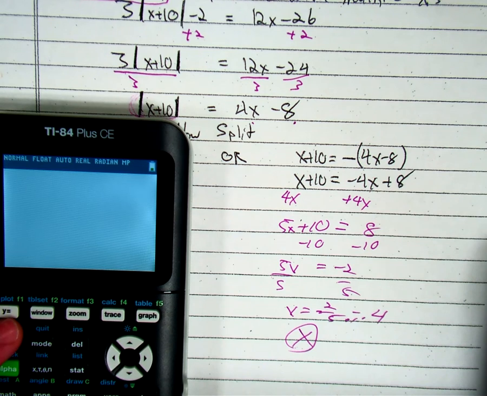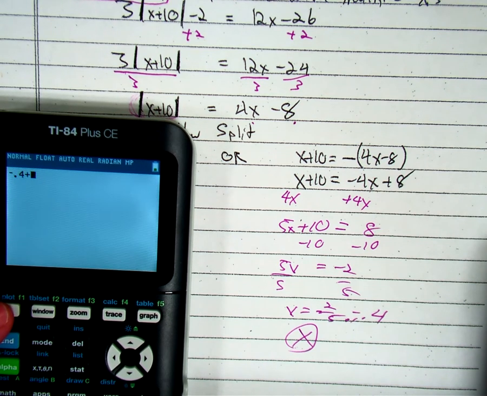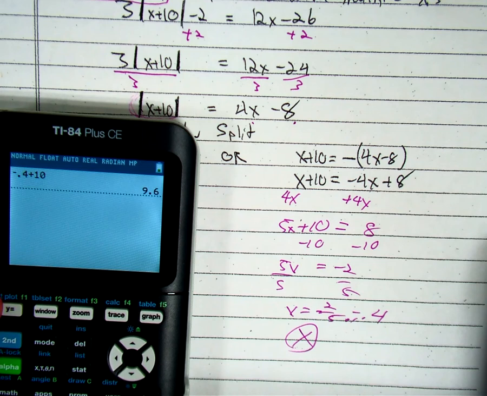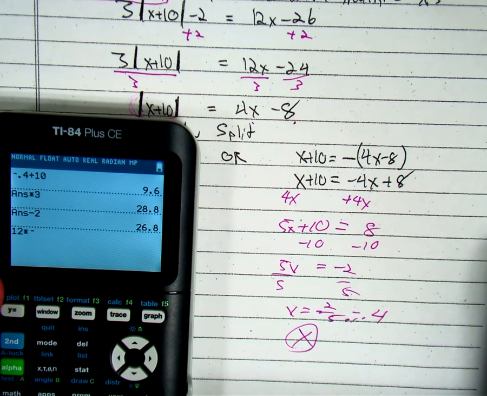So 3 times, nope, negative 0.4 plus 10. All right, it's 9.6 times 3 minus 2: 26.8, a little bit different. Not by a lot, but a little bit. And then we have 12 times negative 0.4 minus 26.